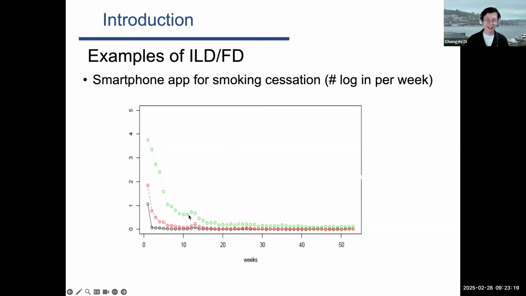But this person in green probably kept using the app until maybe around 20 weeks, and the usage is much more sparse after that. Then there are other subjects who only used the app for the first few weeks, and then stopped using it. Right. So this is another example where you have very intense measurements over time for each individual.